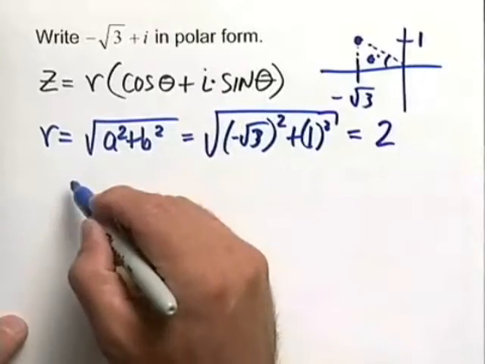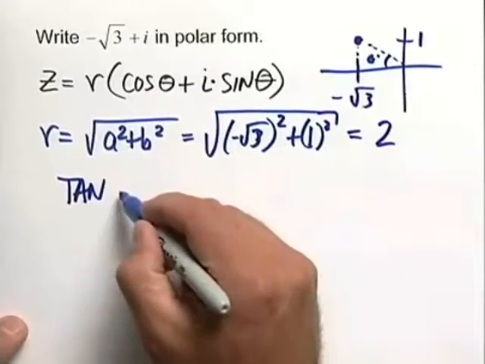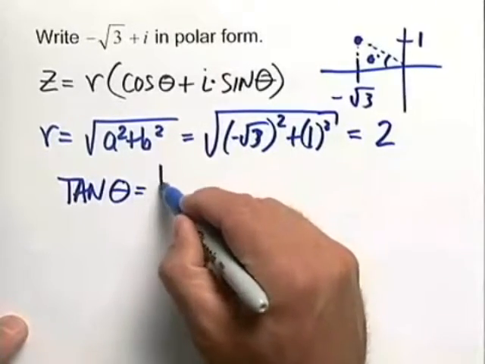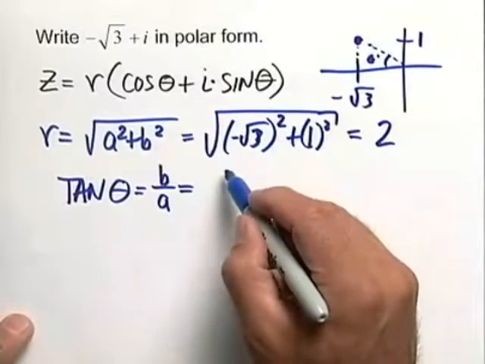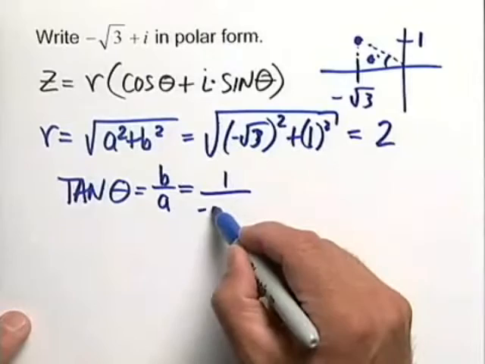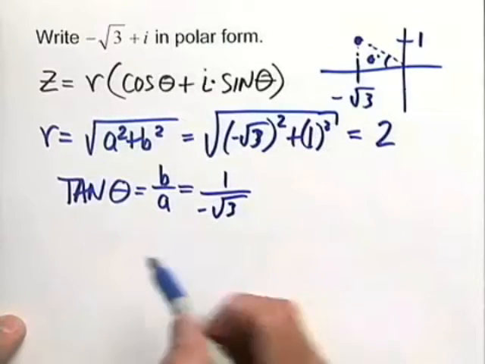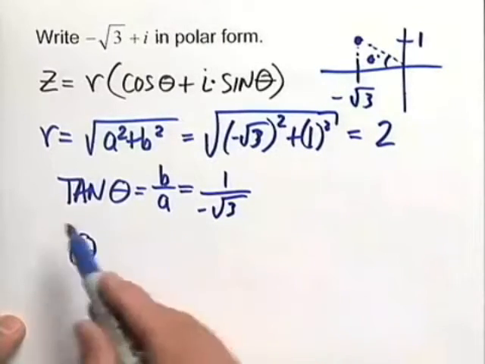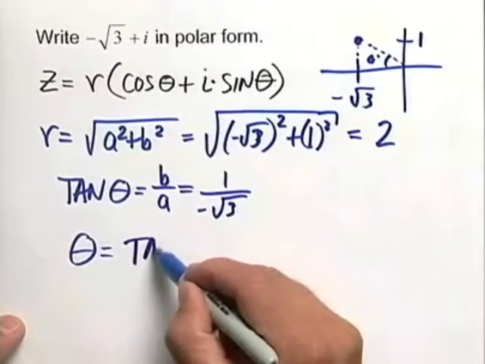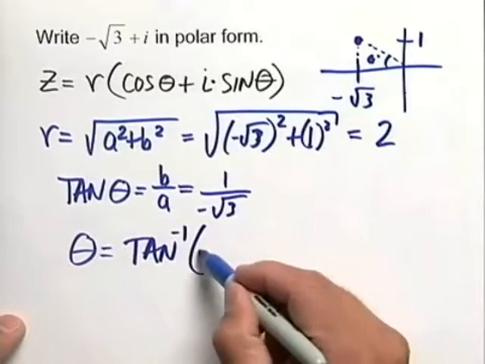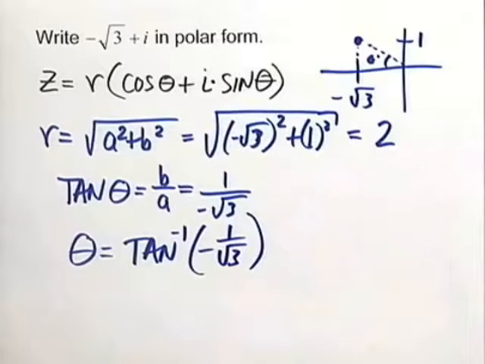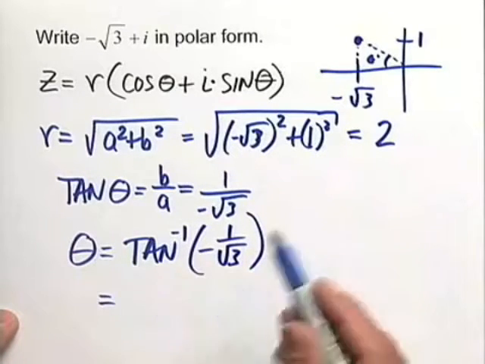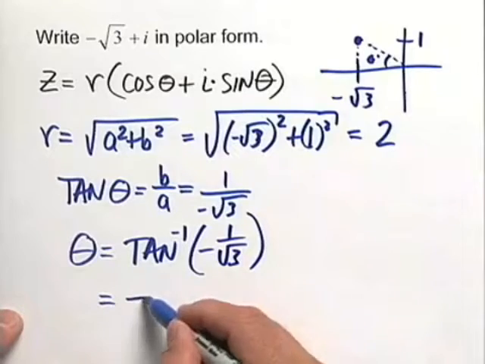We have a nice little formula that says the following. The tangent of theta is equal to b all over a. And for our problem, b is a positive 1, and a is negative square root of 3. So we know our inverse trig relationship, so we'll take the inverse tangent of both sides. If we take the inverse tangent of negative 1 all over the square root of 3, then we can find our angle.